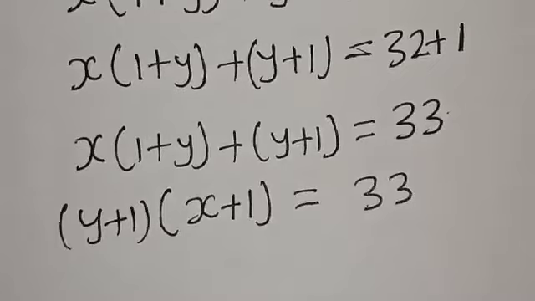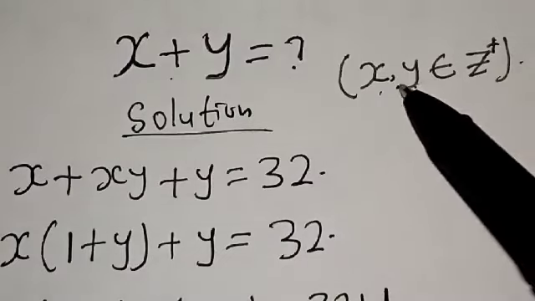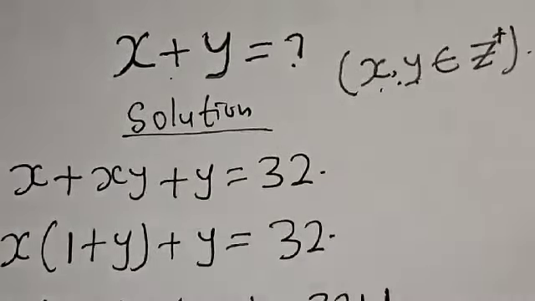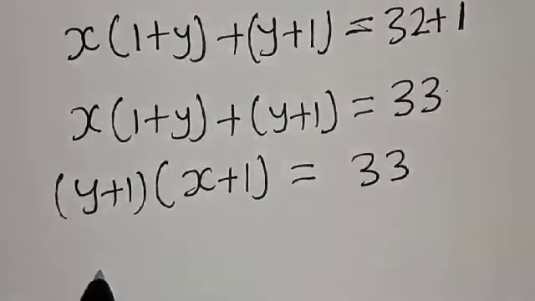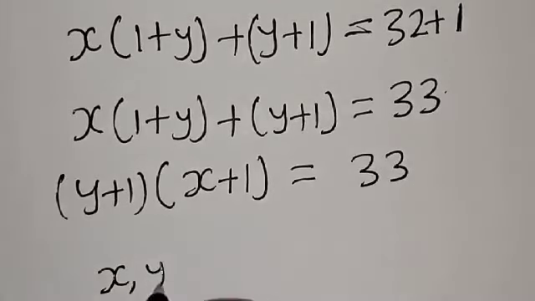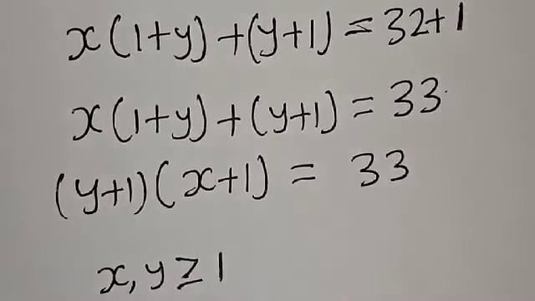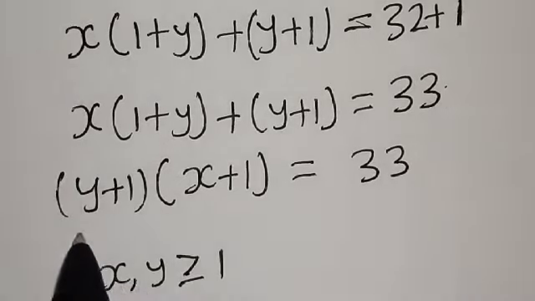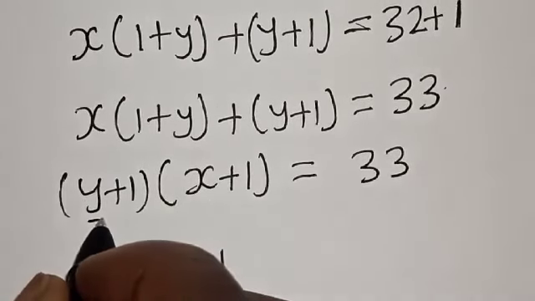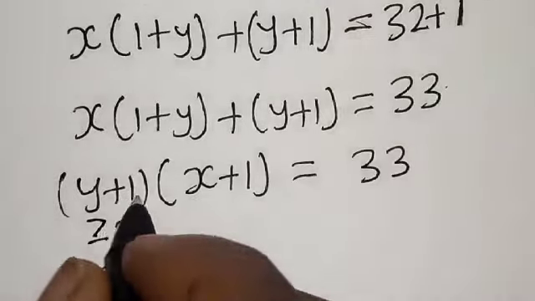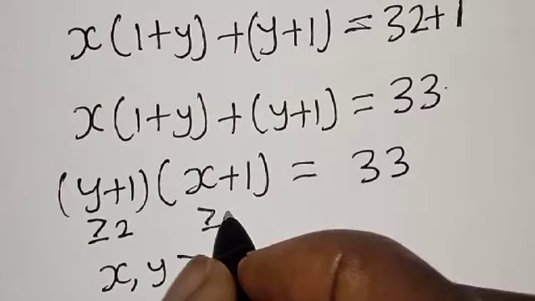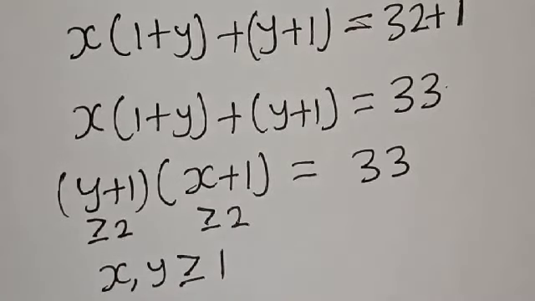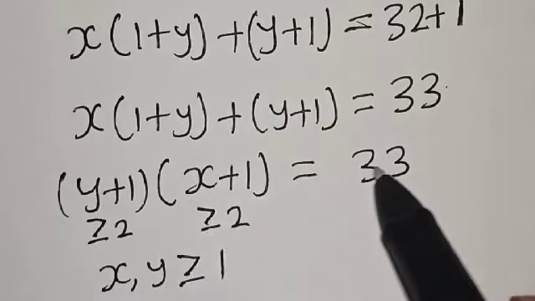33. Now remember that x and y are positive integers. Then we have x, y is greater than or equal to 1. And if x, y is greater than or equal to 1, that means y plus 1 is greater than or equal to 2, that is 1 plus 1. Also x plus 1 is greater than or equal to 2. Then y plus 1 multiplied by x plus 1 is equal to what?